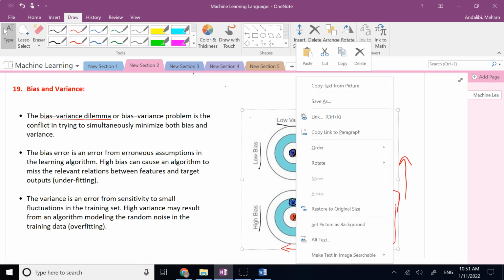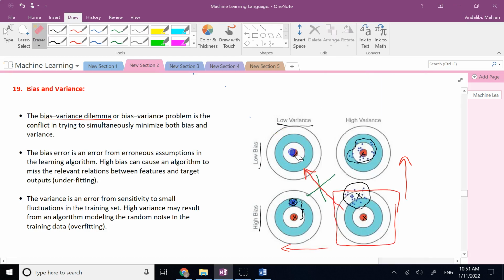Now, where is the source of bias? Where is the source of variance, right? Where do they come from? They come from what kind of problems in a machine learning system?